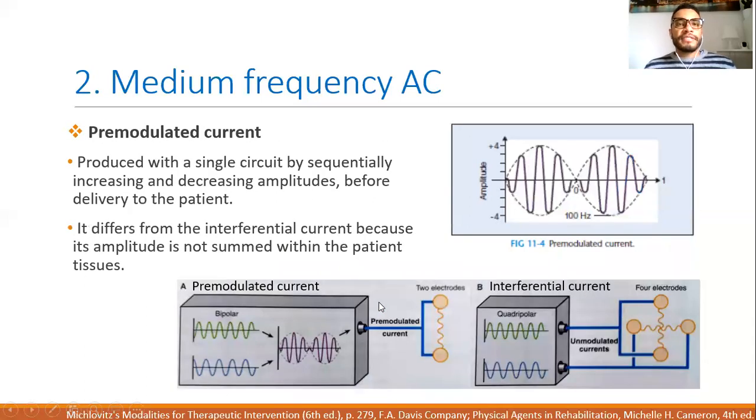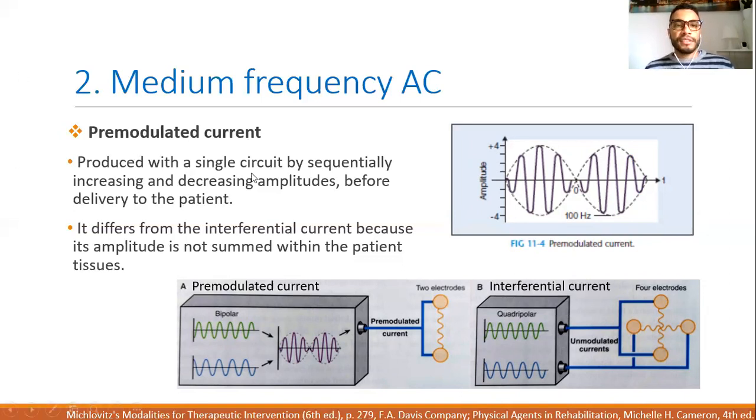We have a variation of interferential current, which is called premodulated current. The premodulated current, as you see here, the graph is quite similar to the previous one that I showed you before. But the difference is that the premodulated current uses only one circuit. So one circuit means 2 electrodes, not 4 electrodes as the interferential current.